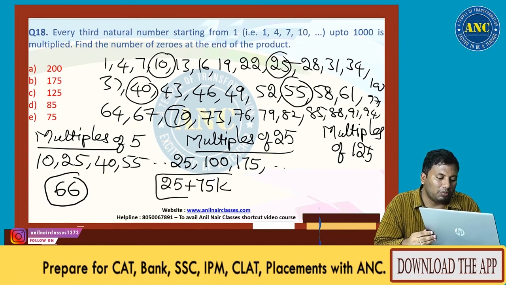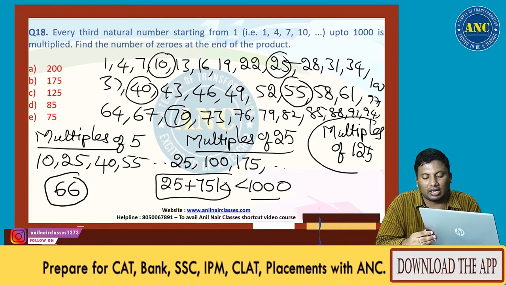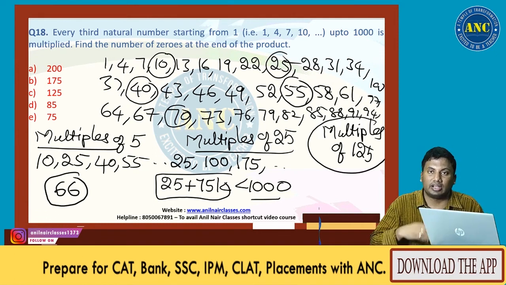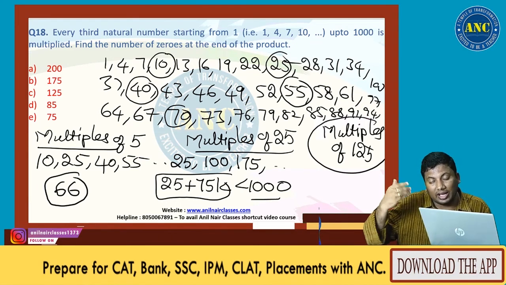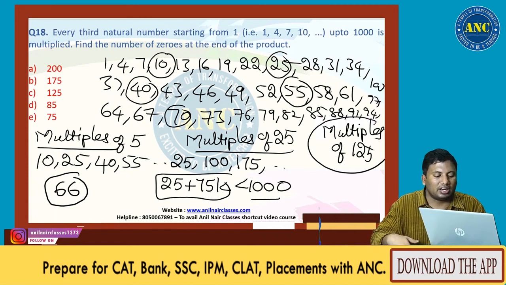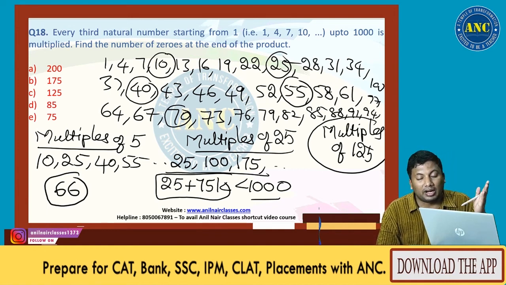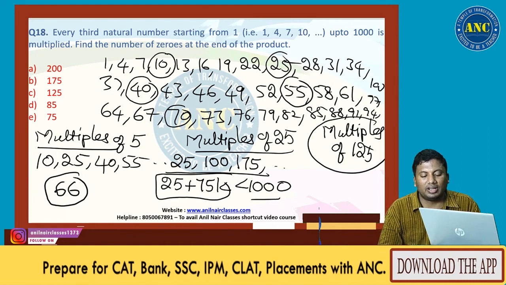In this one, how many numbers are there less than 1000? Count it. Similarly, for multiples of 125, count it and add all of this. I hope you got the idea. 25 is 5 square, 125 is 5 cube. So find out the extra powers of 5 from this, because 25 is already counted once in the multiples of 5. Like that, extra 5s will come. Do multiples of 5, multiples of 25, and multiples of 125 also.